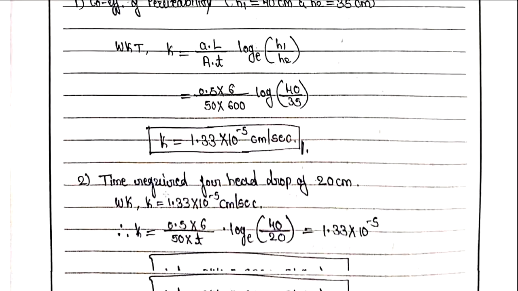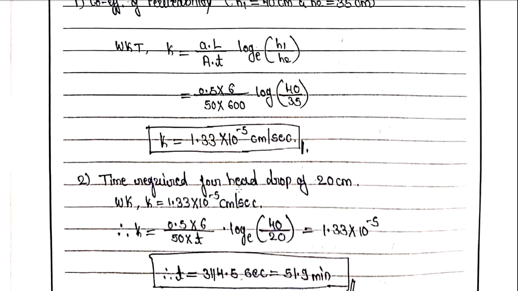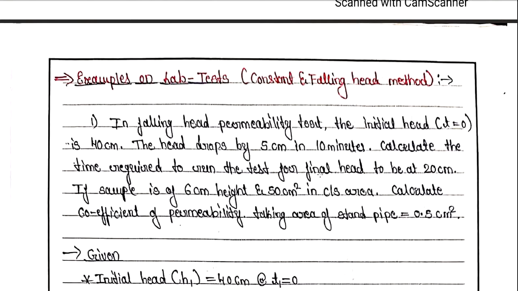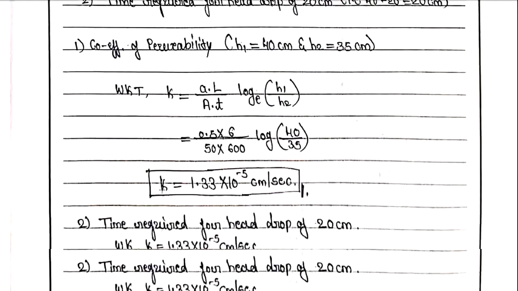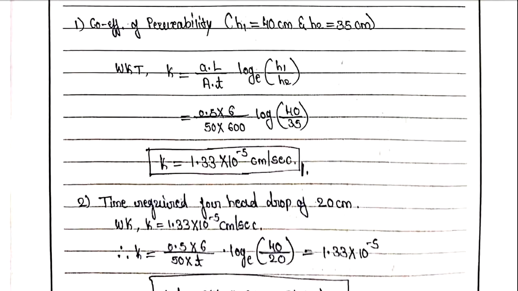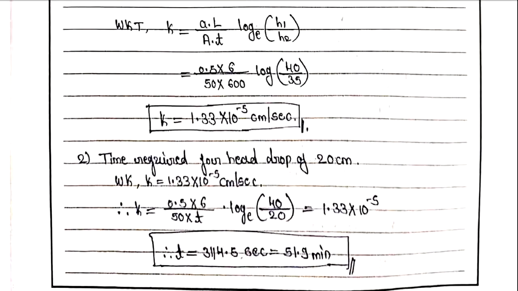But what they have asked is the time required for head drop of 20 centimeter. So if the head wants to drop up to 20 centimeter, for example, you can see over here, final head to be at 20 centimeter. So final head to be at 20 centimeter. What is the initial head? Initial head is 40 centimeter. How much it has to drop? It has to drop up to 20 centimeter. Means you can see over here, time required for head drop of 20 centimeters.